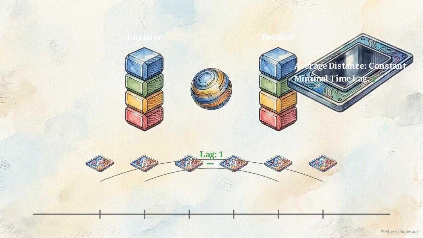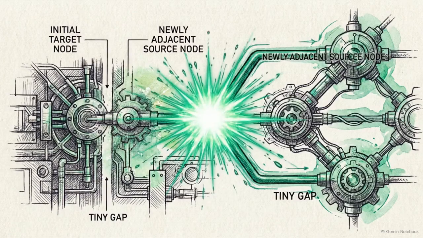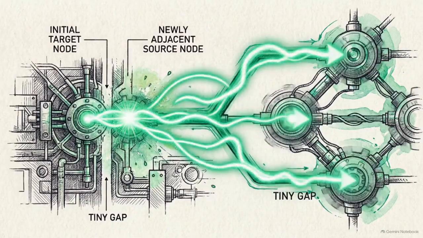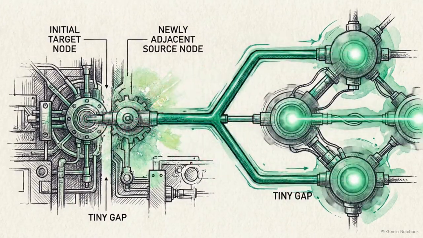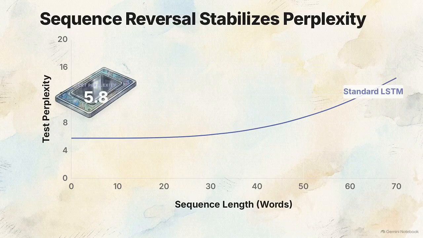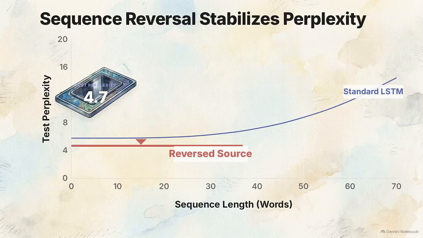The average distance between all corresponding word pairs across the sentence is still the same, but the crucial first connection is now instantaneous. This immediate proximity allows backpropagation to easily establish communication between the sequences, anchoring the training process from the very first word. This single trick reduced test perplexity from 5.8 to 4.7 and allowed the LSTM to maintain high translation accuracy even on sentences exceeding 50 words.